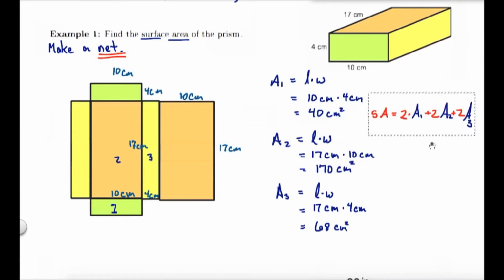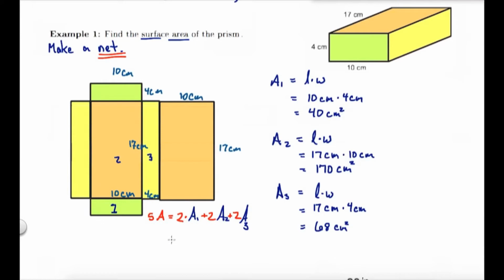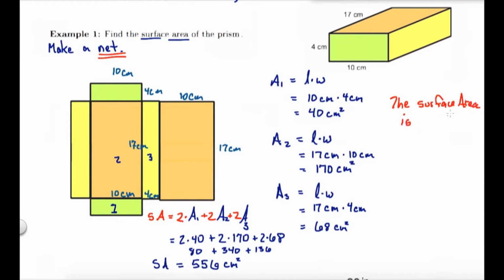So the surface area is, we have to add up all 6 sides here. So we have 2 A1s plus 2 A2s plus 2 A3s. And we get 556 square centimeters. So the surface area is 556 centimeters squared.